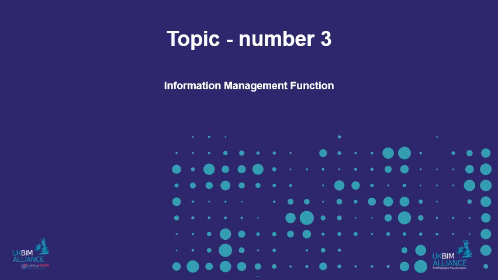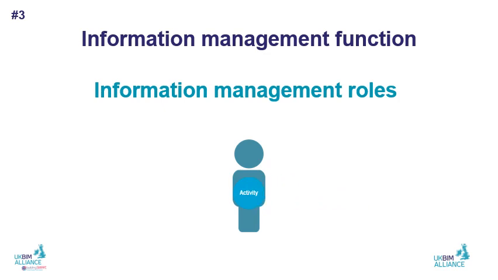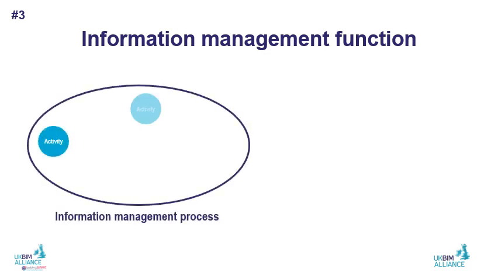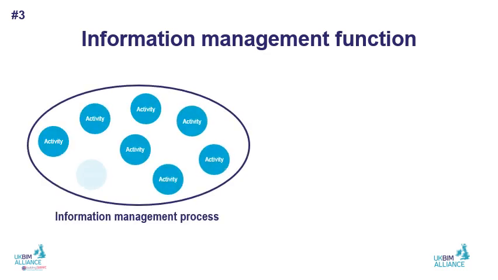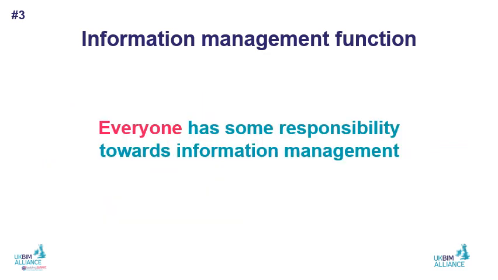Topic number 3, Information Management Function. Within PAS 1192 Part 2, we had specific roles which were assigned specific activities for information management. The ISO, however, doesn't follow this role-based approach. Instead, all activities within the information management process are carried out by a single information management function, which gets shared out to the most suitable people. This is to highlight the fact that information management isn't just the responsibility of one person, role or discipline. Everyone has some responsibility towards it.